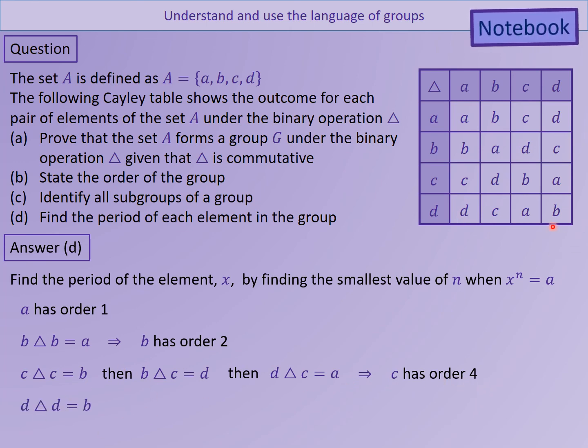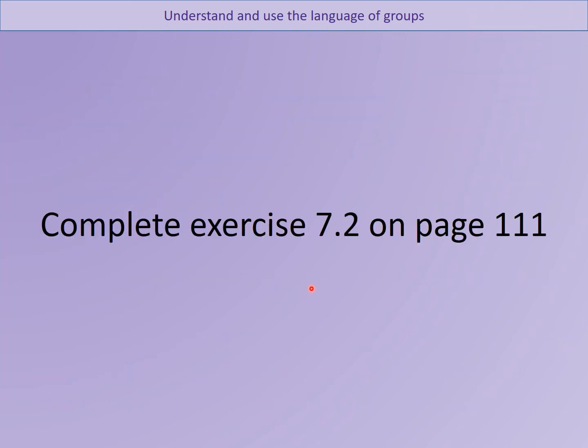Finally, D. Now D with D is going to be B. Then I can go to B. B with D is going to be C. Then I go to C. Now C with D is going to go to A. And so therefore I've got 1, 2, 3, 4. Therefore D has order 4. Okay, so we've managed to go through each of the elements and work out the order of each of the elements, or what's called the period of each element. So there's a couple of exercises on page 111, exercise 7.2 for you to have a go at.